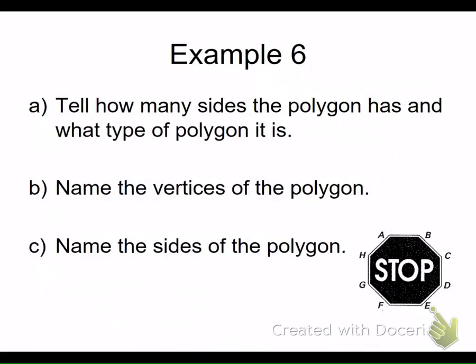All right, last one, and we can just do it out loud because I know there's one like this on your homework. So I don't want you to be completely shocked when you get your homework. But this is looking at an actual real life polygon. When would you see these things? A stop sign is actually a real life polygon. So tell how many sides the polygon has and what type of polygon it is. So a stop sign, does anyone just know? It has 8 sides. So you would say 8, and what's it called when it has 8 sides? Octagon.